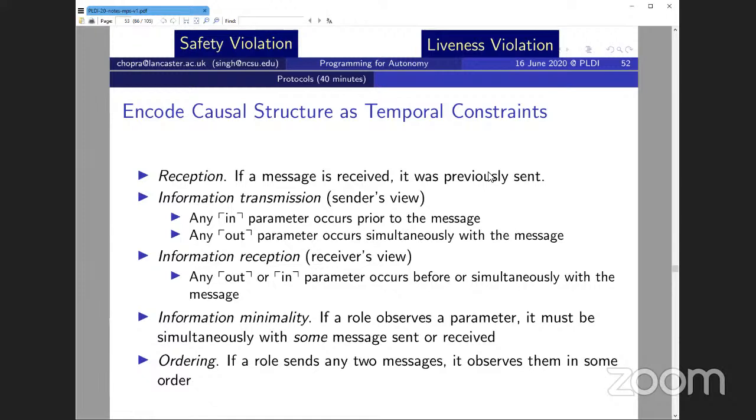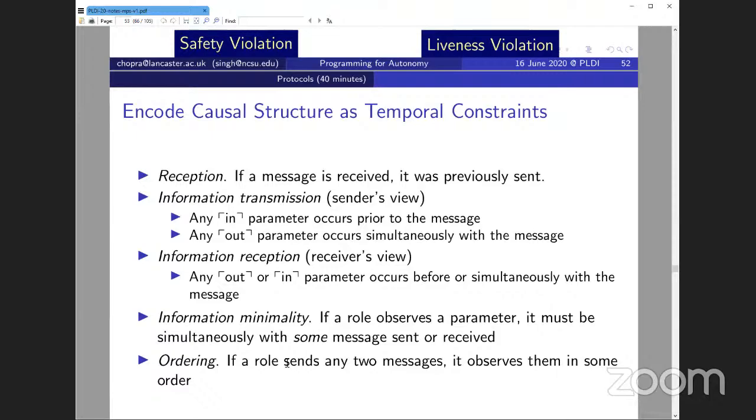So we say, in our causal model, information messages that are received must have been sent. We make sure that before a message is sent, the in information took place. When the message is sent, the out takes place. From the receiver standpoint, for the receiver to know something, it must have received a message with an out or an in. And we impose that there's some information minimality and some technical assumptions like that. And based on that, then we can analyze these protocols and determine it. So that's the basis of the static checking.